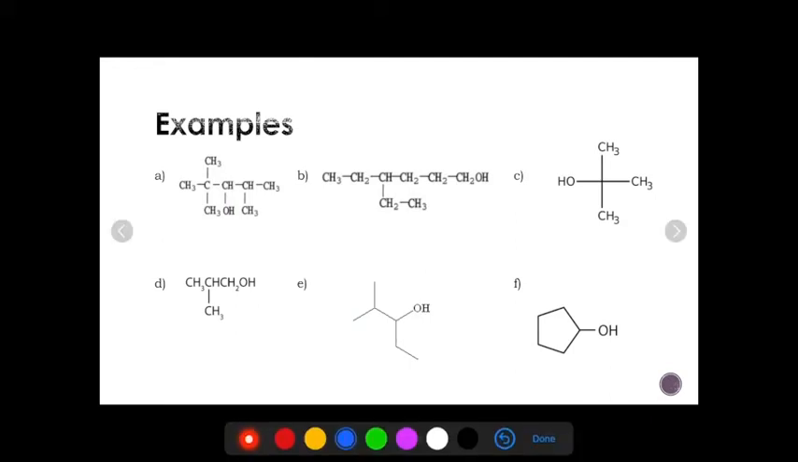Okay, so for A, we have our OH group here, so we're looking at this carbon here. Around this carbon, we have 1, 2 carbons attached to it. If we have 2 carbons attached and 1 hydrogen, that means this is secondary. So this is a secondary alcohol. The OH group on B is right here, so we're looking at this carbon. This carbon is only attached to 1 carbon and it has 2 hydrogens. So this alcohol is primary.